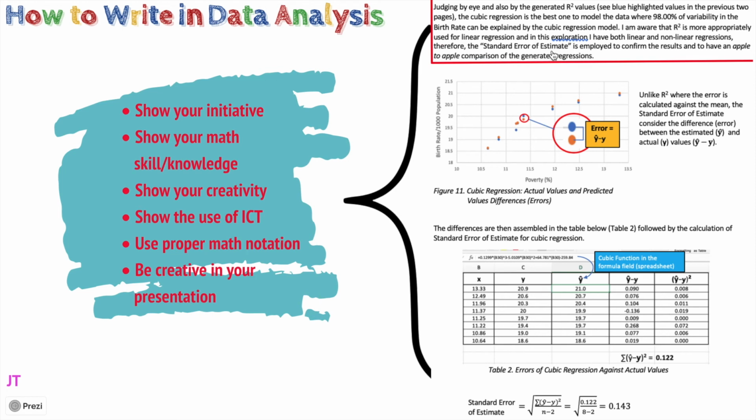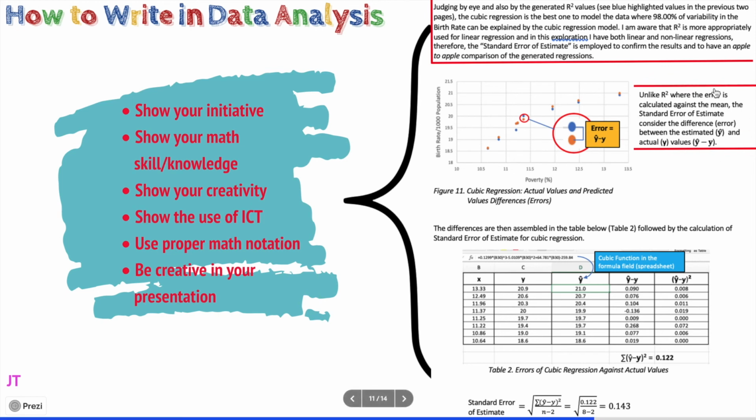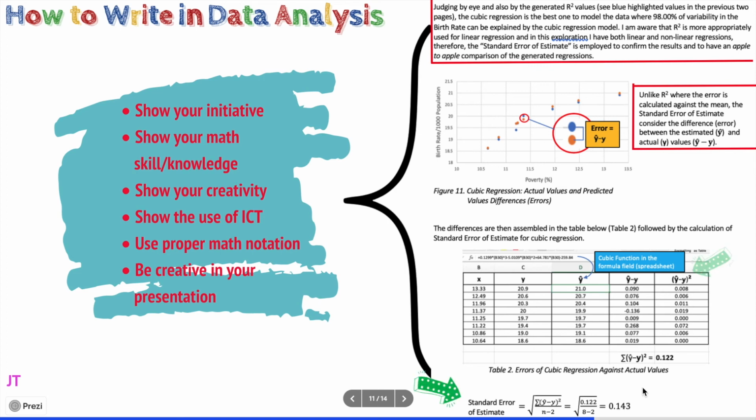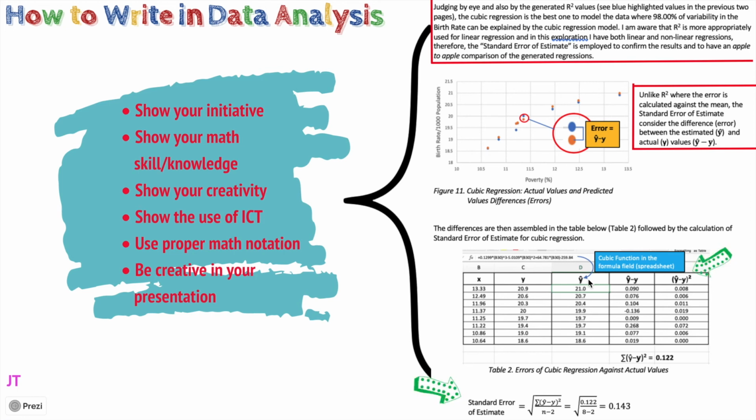Okay, next. Here also I explain why I use standard error of estimate. So again, you have to show your math skill and knowledge wherever appropriate, and also you must use proper notation. Again, use proper notation. And this is an example of how to calculate standard error of estimate, and I use a spreadsheet. So you have to show the moderator that you are using ICT. Okay, so there you go.